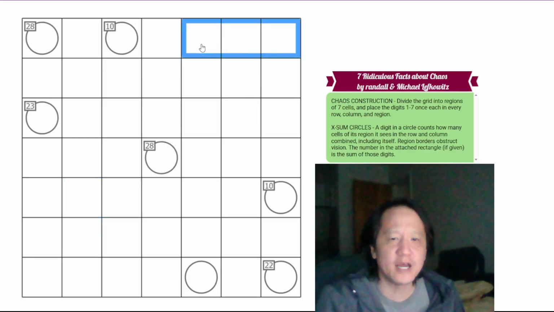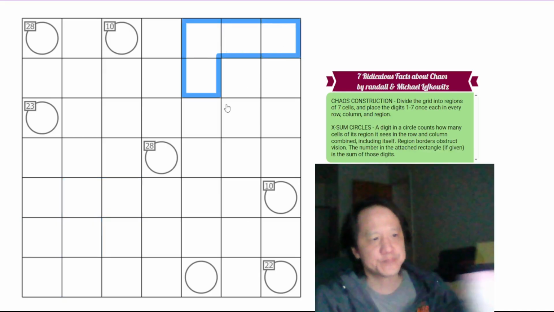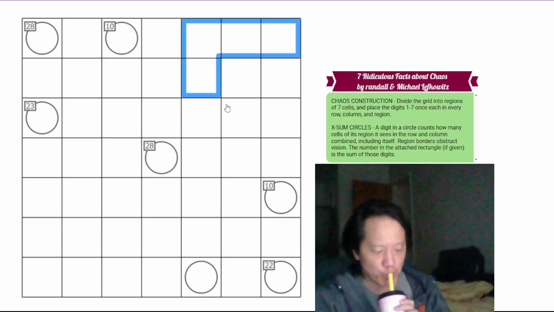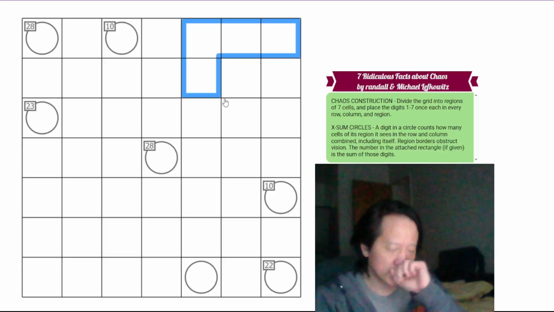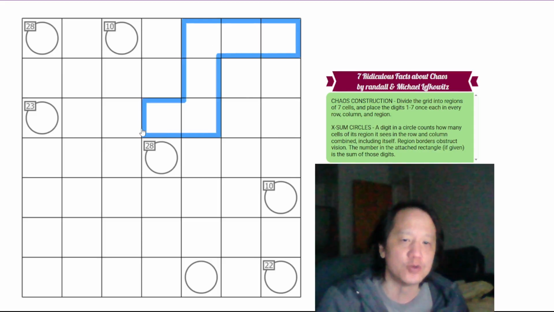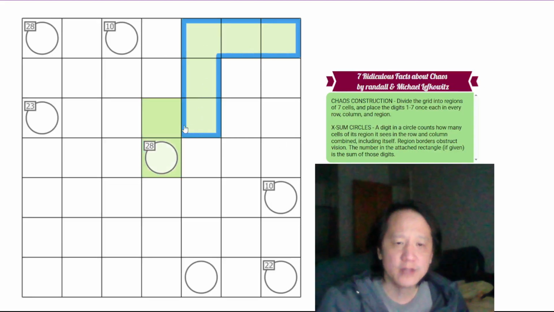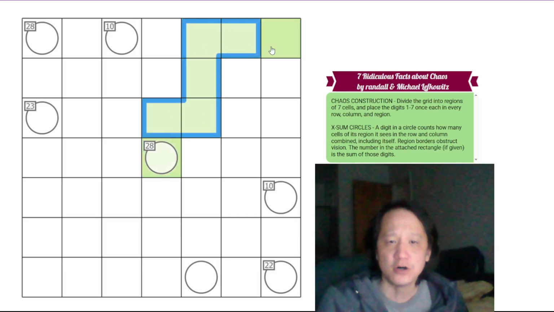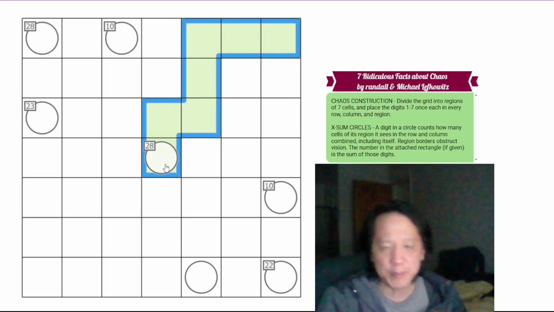And the regions have to be orthogonally connected. Which means that you can go from any cell in the region to any other cell in the region just by going through edges, all while staying within the region.